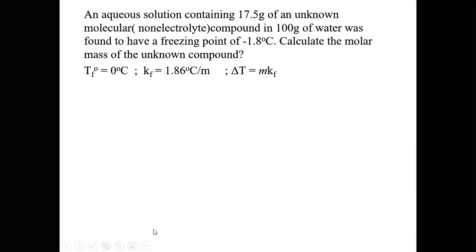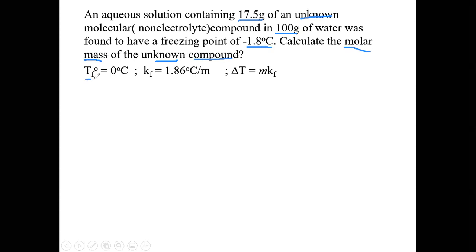In our second example involving freezing point depression, we have 17.5 grams of an unknown molecular non-electrolyte compound. So we know that we have 17.5 grams of this non-electrolyte in 100 grams of water, and it was found to have a freezing point of negative 1.8 degrees Celsius. We want to calculate the molar mass of this unknown compound. Again, this is a very common calculation in freezing point depression.